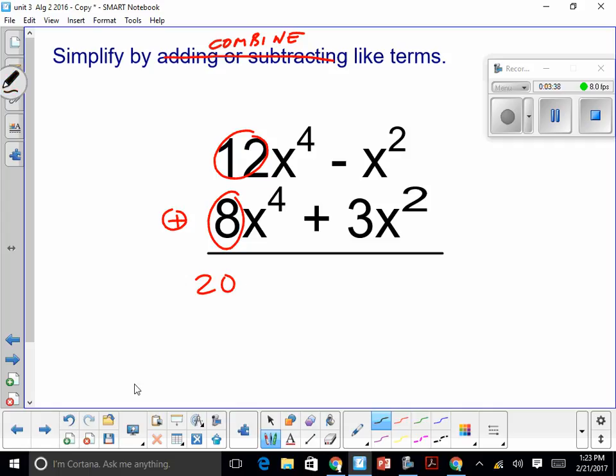Now, there's some math student who wants to turn that into an 8, because they think, oh, I'm adding everything. You're not adding anything. The coefficient, the front number, just tells you how many of those things you have.